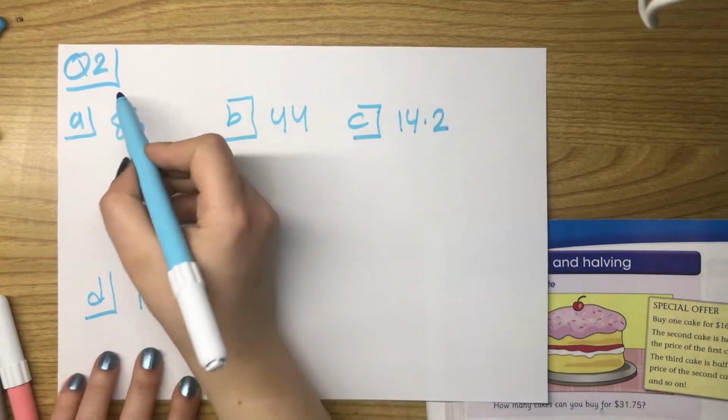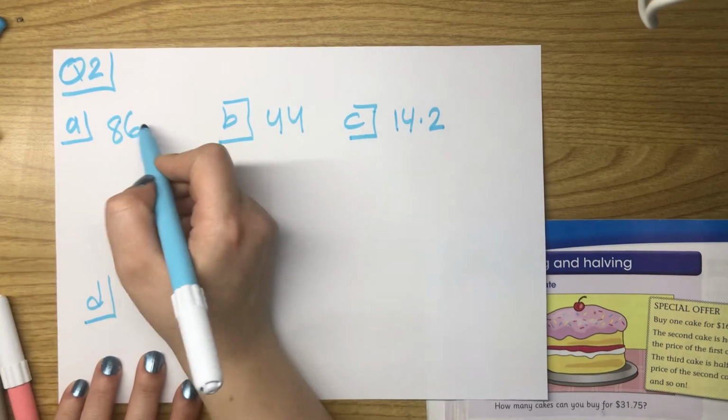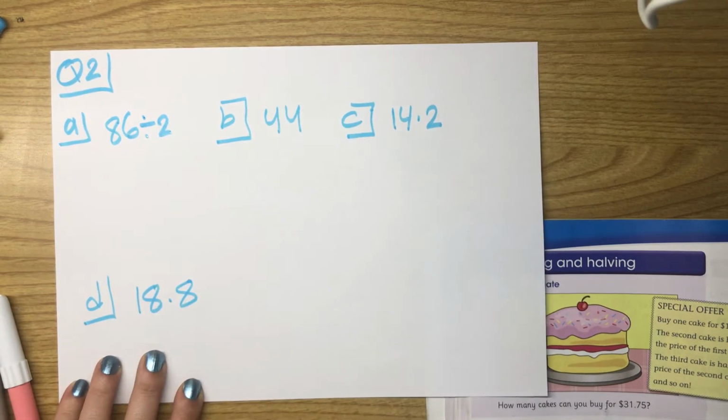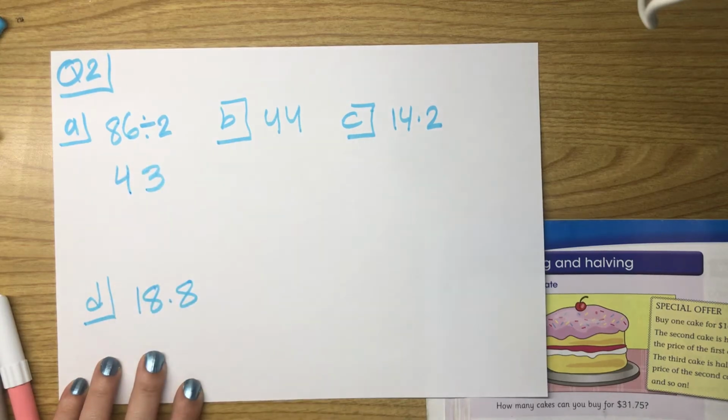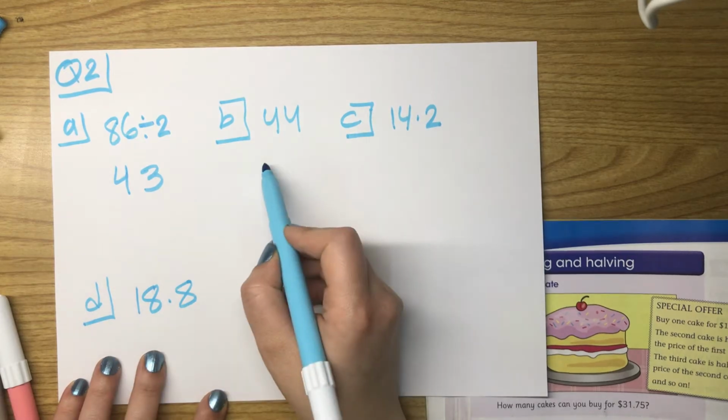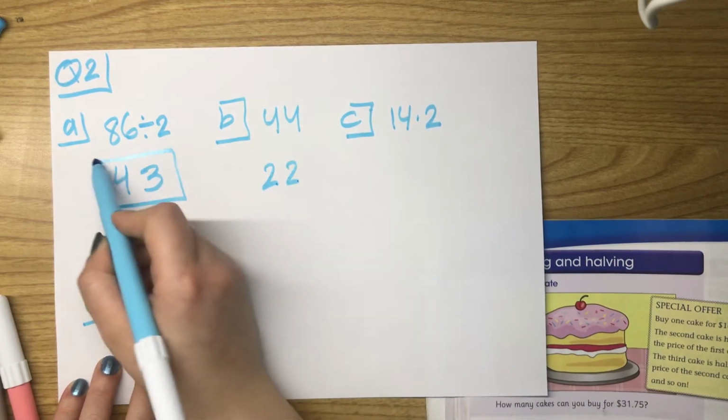Okay, halving means dividing by 2, and you get it right. It is 43 divided by 2 equals 22. So these are the answers.